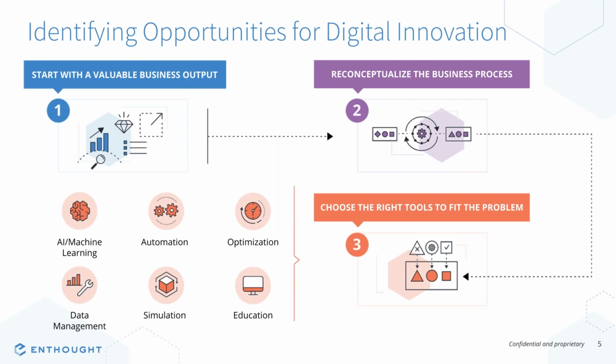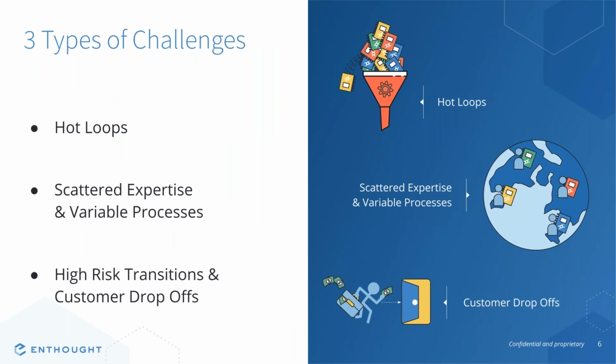And the tools can be AI or machine learning. It might be automation, maybe custom hardware. It might be some optimization algorithms, better data management to, in many cases, enable AI and machine learning later. It might be some simulation to sidestep some expensive physical experimentation, or also education to help people and teach them how to use and how to develop using these tools.